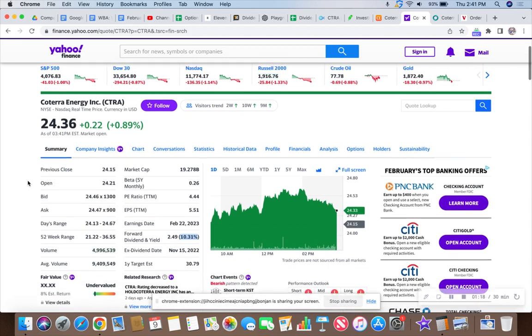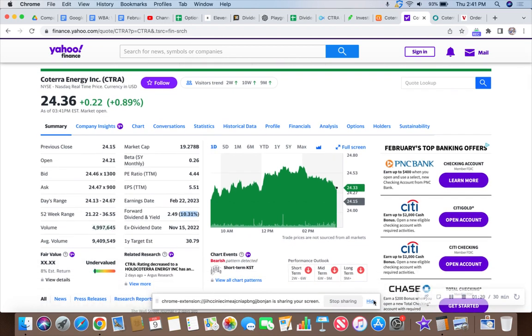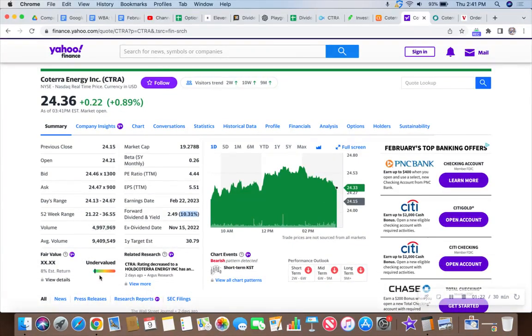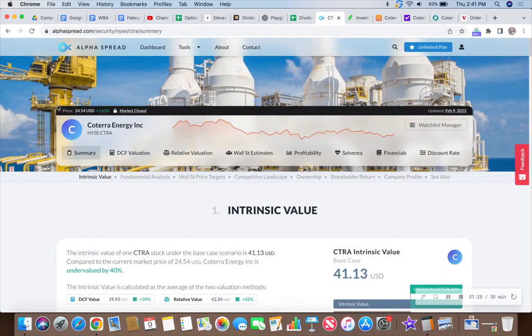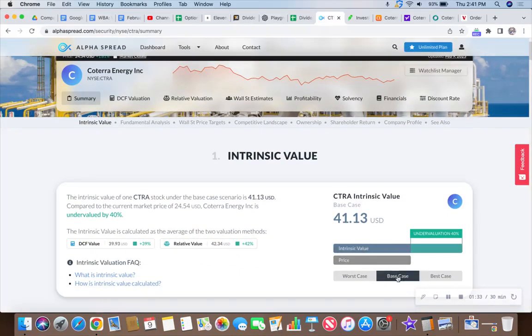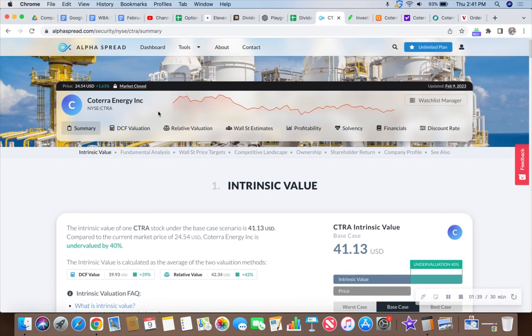Well, we'll see, because my friends over here on the Yahoo Finance, they say this thing's undervalued. And guess who else agrees with that? That is also my pals over on the Alpha Spread. They think on the base case scenario that Coterra is worth 41 bucks. And right now it's trading at 24.54.